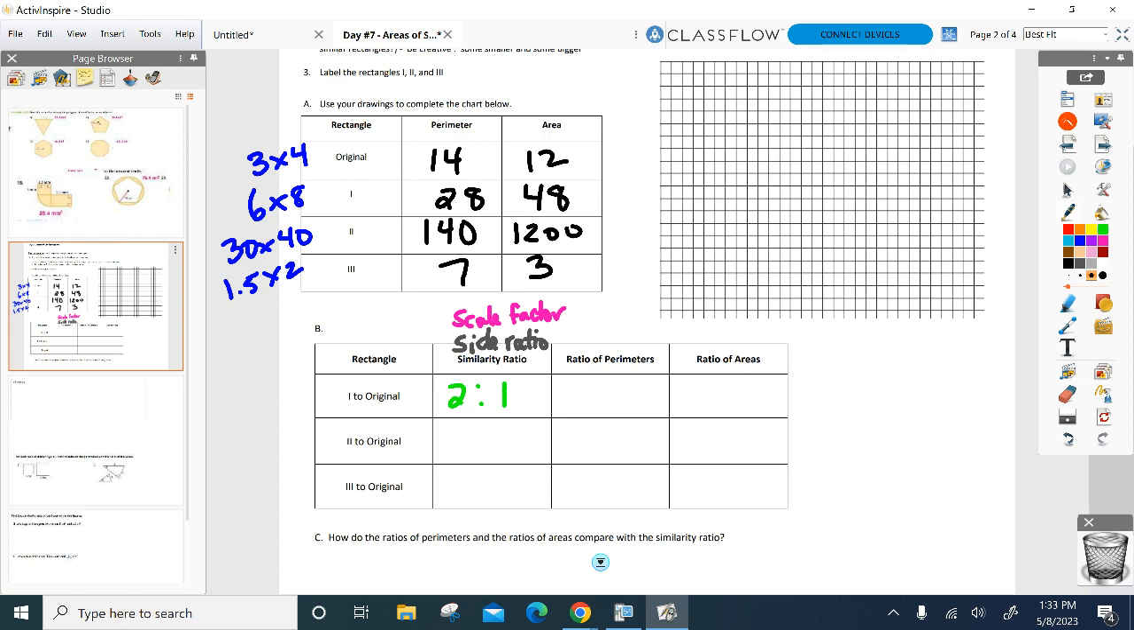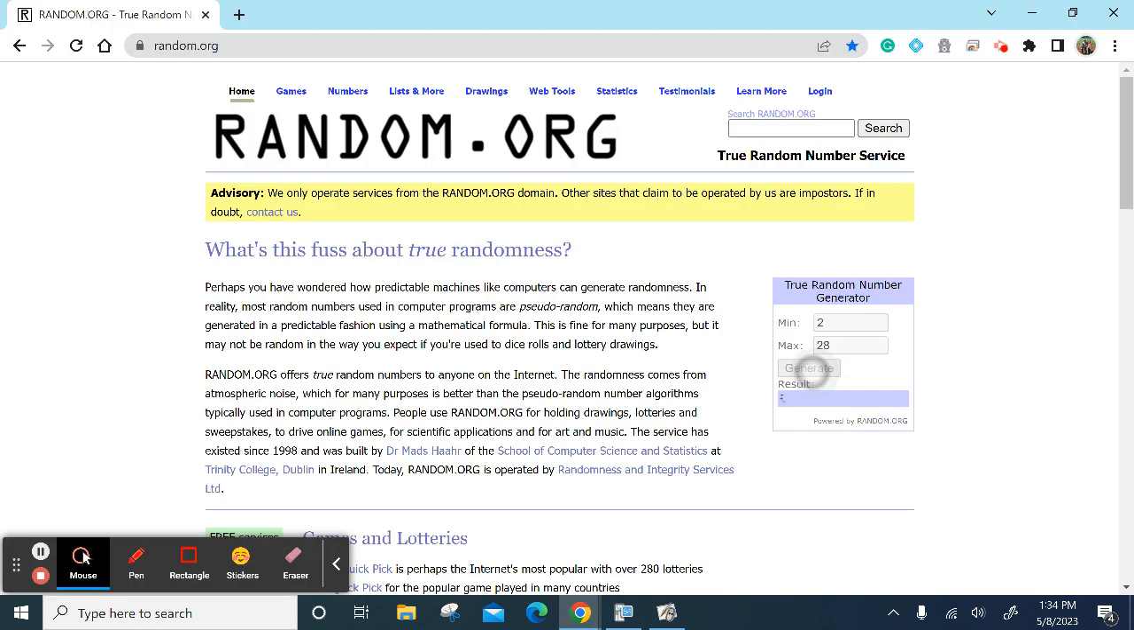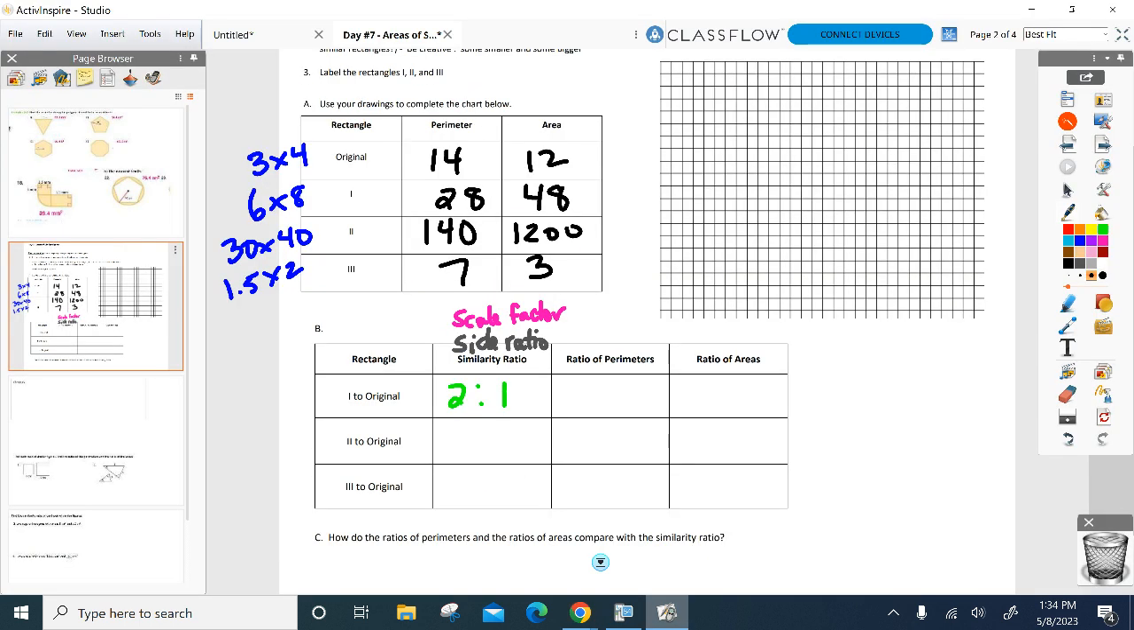Can everyone now look at their perimeters and do the same thing for me? What ratio are their perimeters in lowest terms? If you have to go to the calculator and reduce, do it. So what's the perimeter of number 1? 28. What's the perimeter of the original? 14. 28 over 14 reduces to 2 to 1.